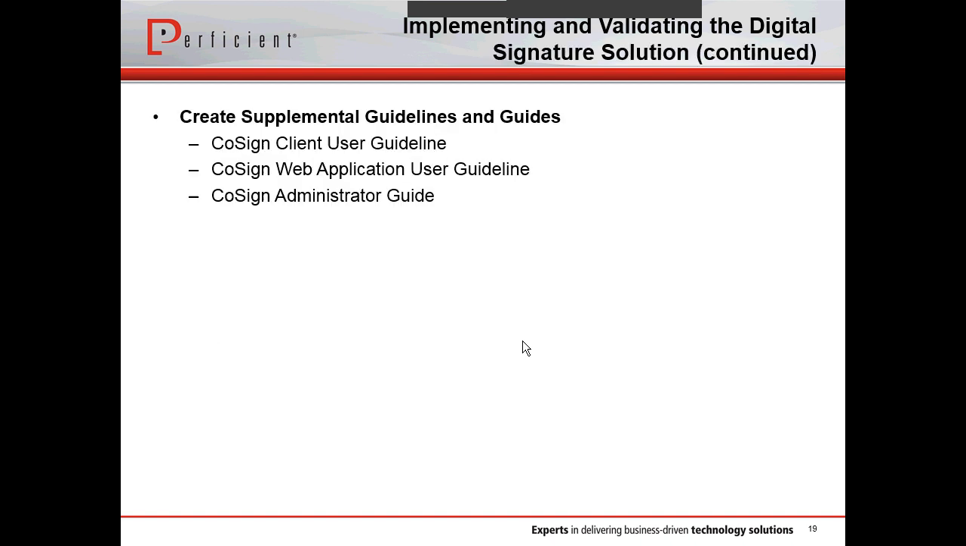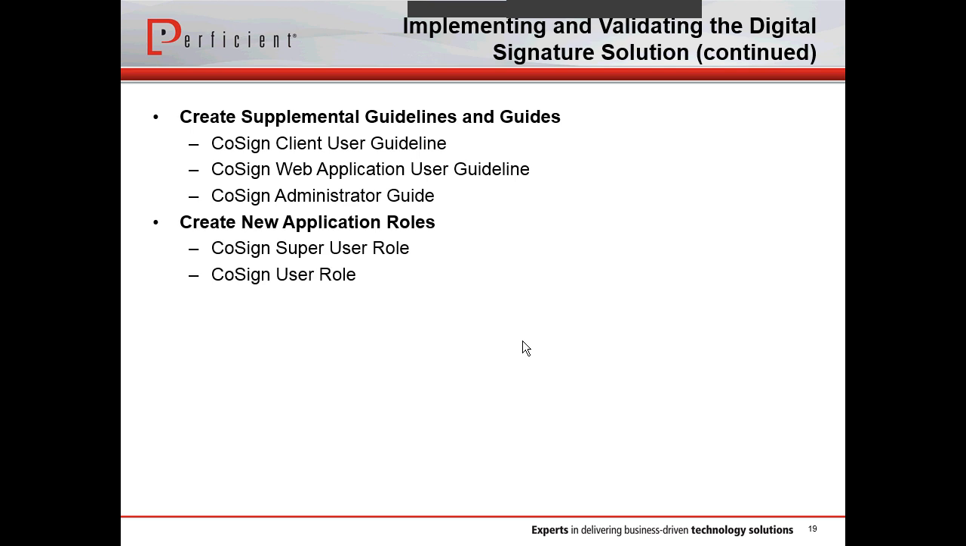But another aspect of having a validated solution is training. So we wanted to have the appropriate guidelines and guides in place, obviously, to support the application. So we made three guides. There's a client user guideline. There's one just for web application users, and there's an administrator guide. And then we had to create new application roles in our training matrix.